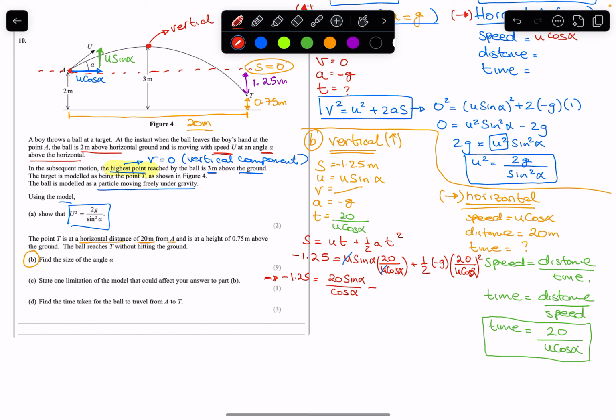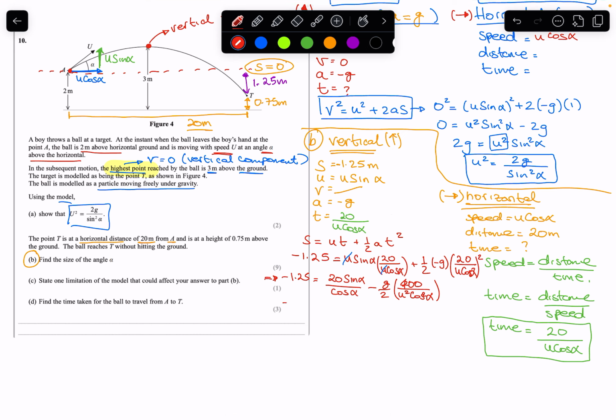In this case I can do minus g over 2, and if I expand it on this side here, that can be rewritten as 20 squared if I square it, which is 400. So 400 over u squared times cos squared alpha. So I squared every single element that I have in this case here.